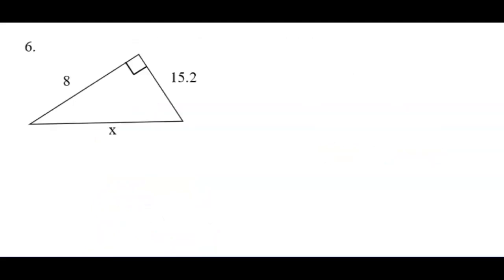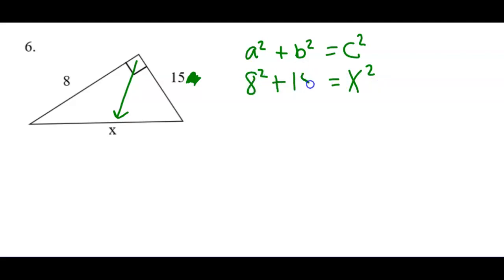Okay. Before you start number 6, take off this 0.2. That's not supposed to be there. It's just supposed to be a 15. Okay? I don't know how it got there. That was an error on me. So, what don't you know? What is x equal to? You have x over here. You put your squared. x is just the c. Okay? So I've got 8 squared plus 15 squared.